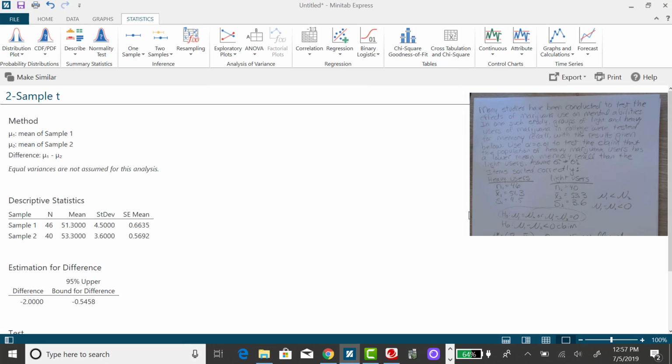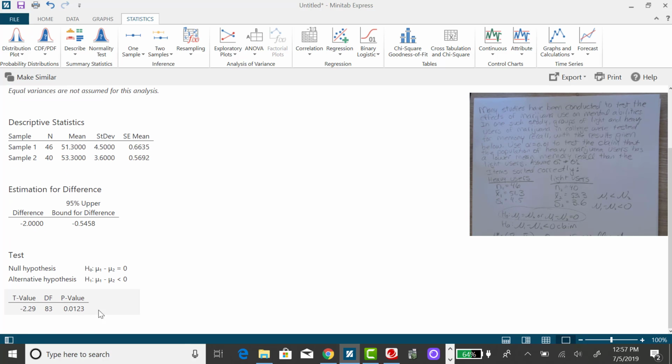After clicking on OK, I can scroll down and look at the output. The standardized test statistic rounded to 2 decimal places is negative 2.29, with a corresponding p-value of 0.0123. Looking at this p-value, you would fail to reject the null at a level of significance of 0.01, but you would reject the null at a level of significance of 0.05.